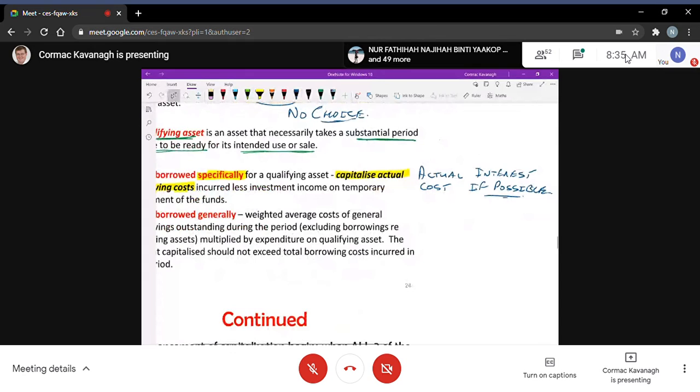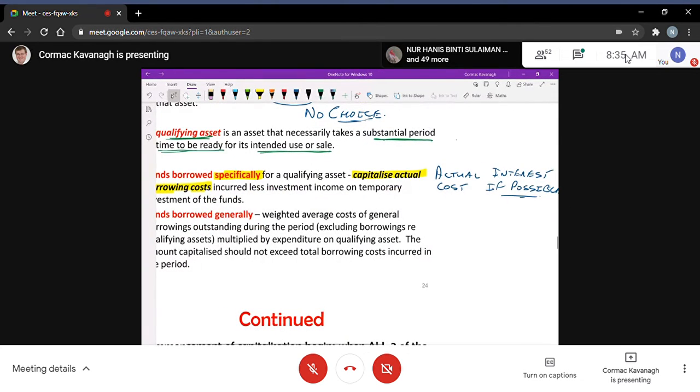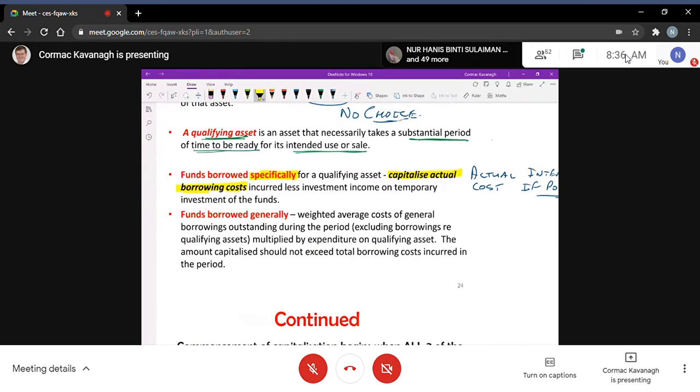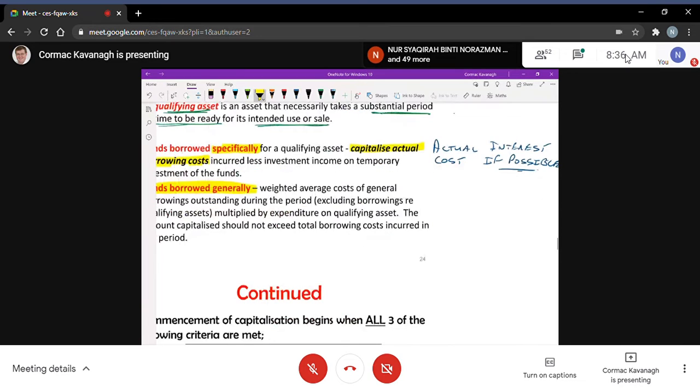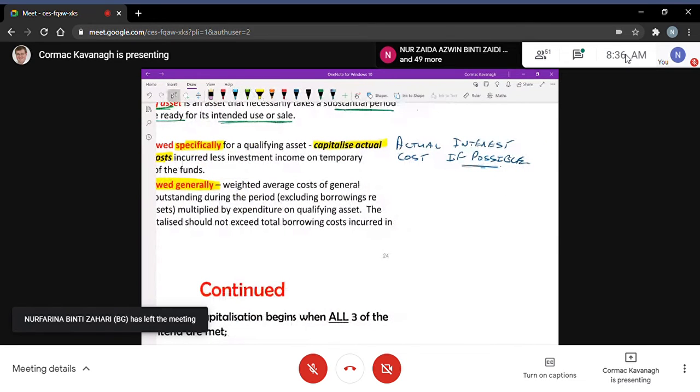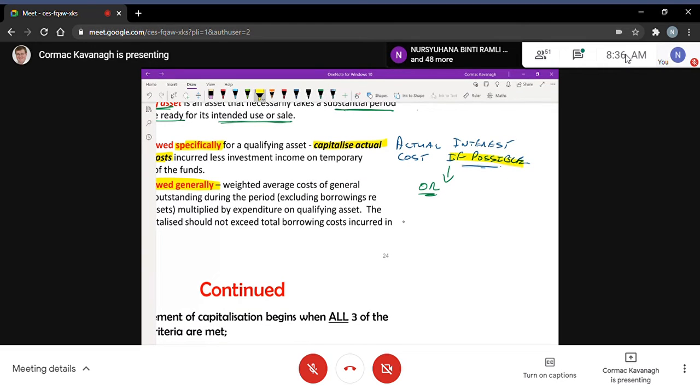If we can't identify it, so if basically I had a pool of capital which I'm using for a whole lot of different investment decisions, this is the norm. Well, if that's not available, so I'm going to use the actual if possible, or if that's not possible, I'm going to use weighted average cost of capital.